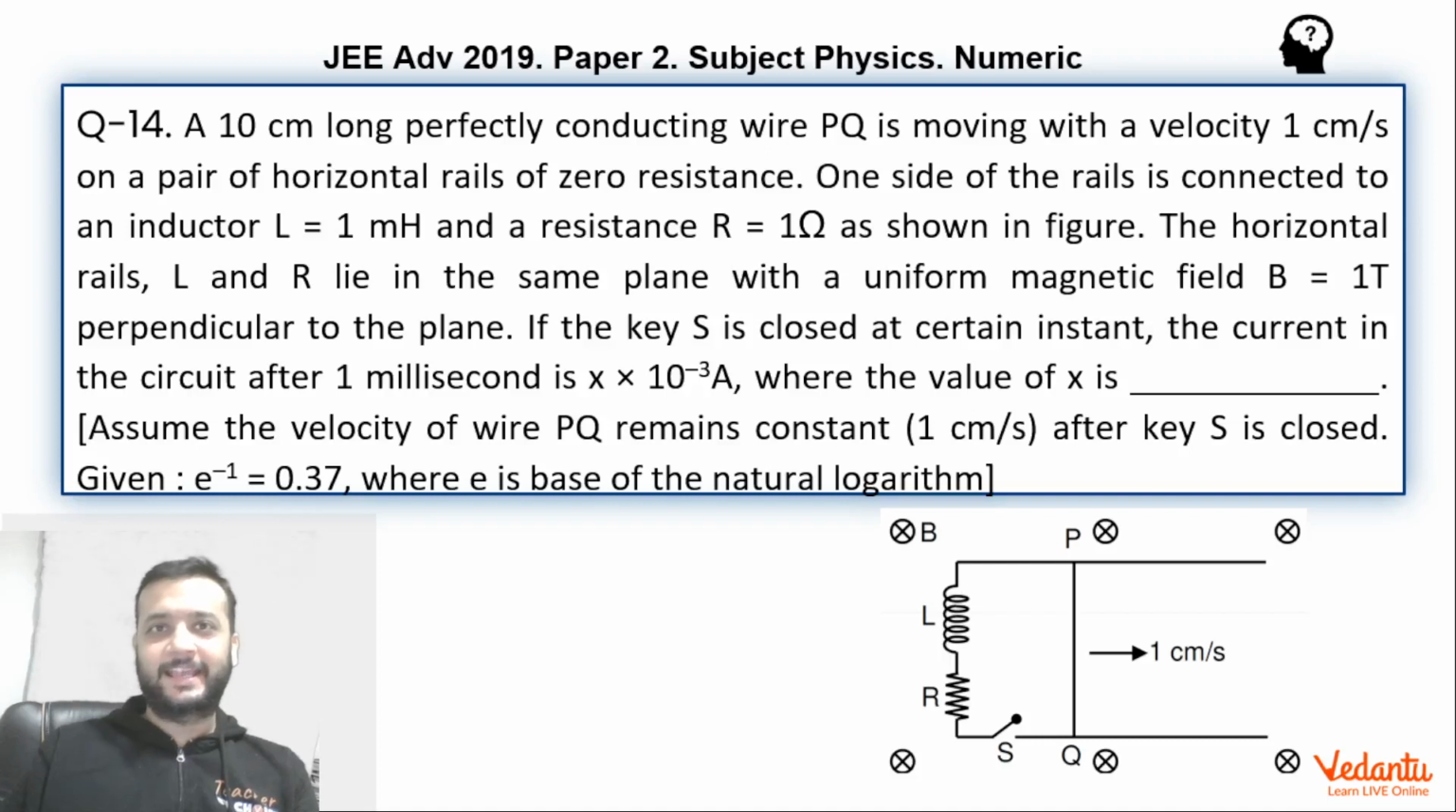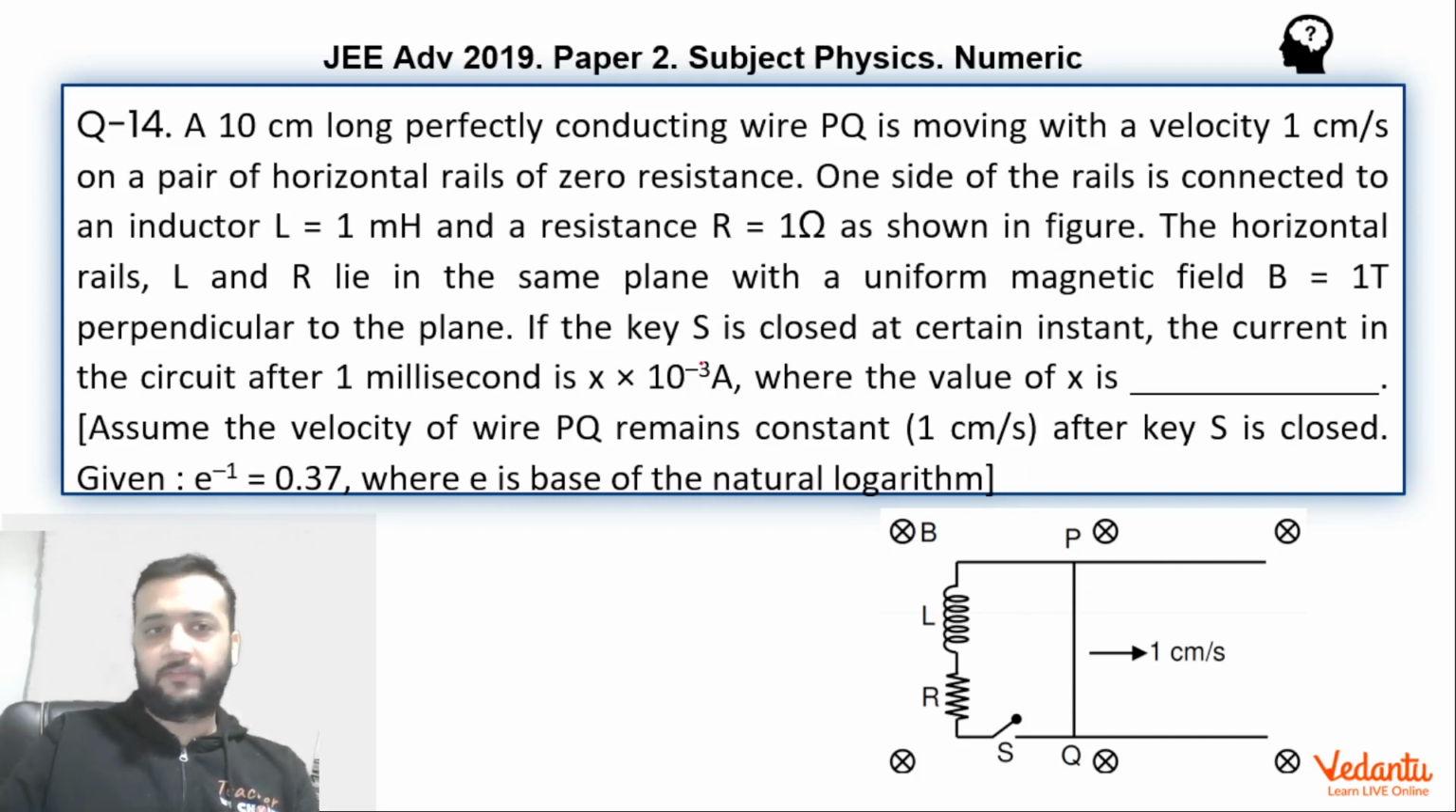Hi dear students, let's see this question that came in JEE Advanced Paper 2 Physics in the year 2019. The question was fairly simple from the topic of motional EMF and LR circuits. Most of the students would have done this question quite comfortably. So let's see what's happening over here.